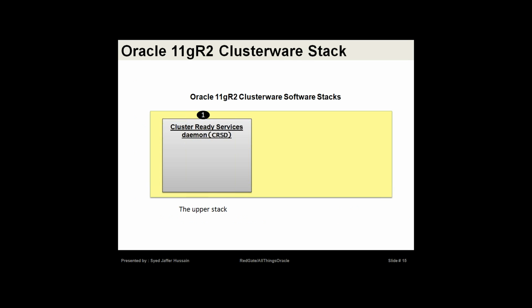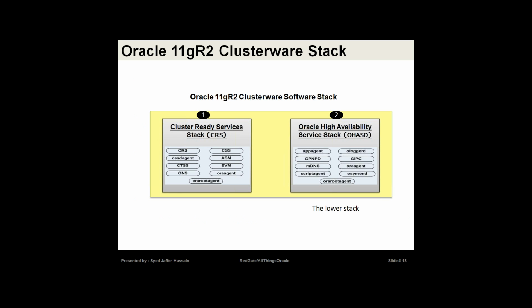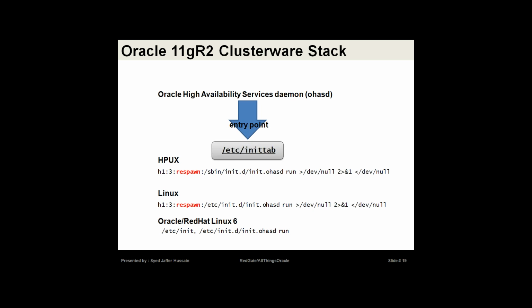In 11G release 2, the clusterware stack has been categorized into two stacks, the upper stack and the lower stack. The upper stack is the cluster ready services, and the lower stack is the Oracle High Availability Service daemon. The upper stack is responsible for bringing up CRS, CSS, and the CSD agent, whereas the lower stack brings in the oraRootAgent and other processes. So how do things get started?